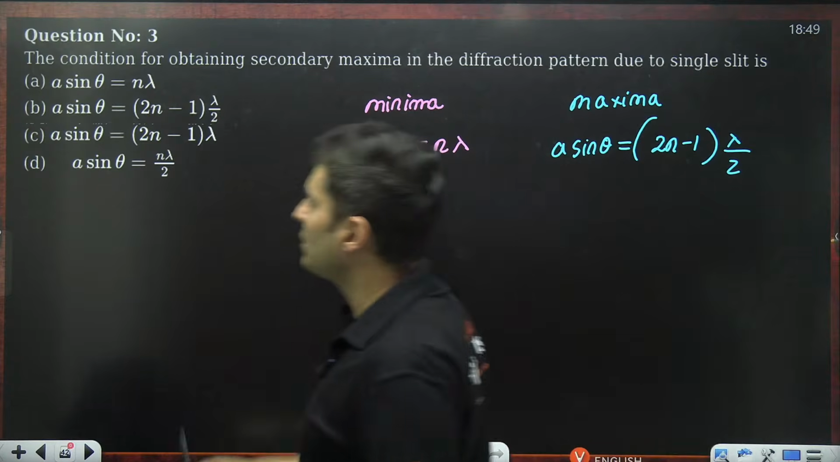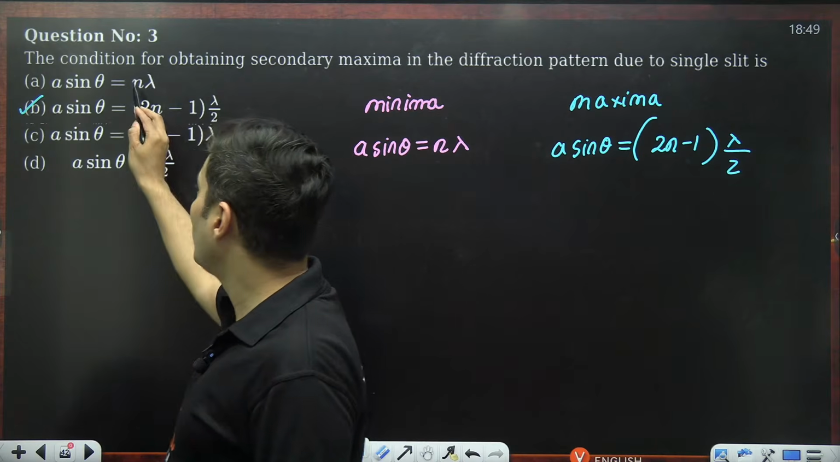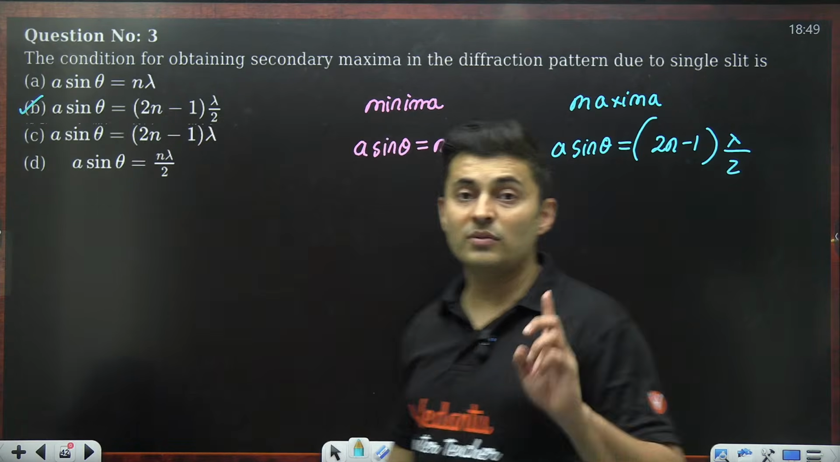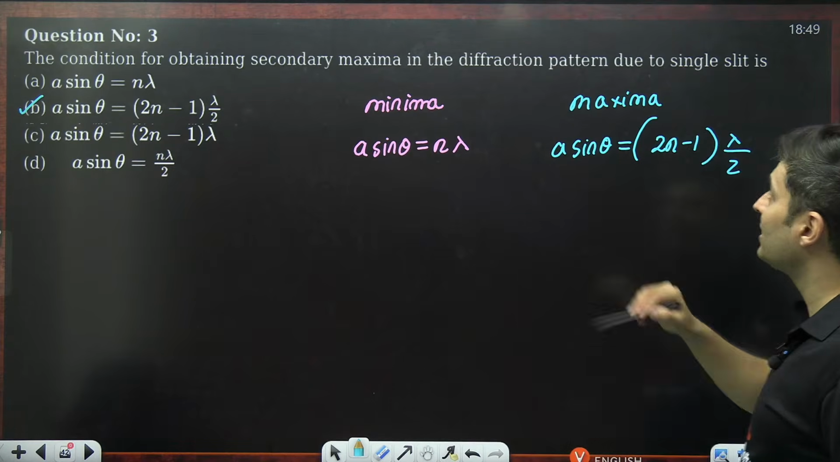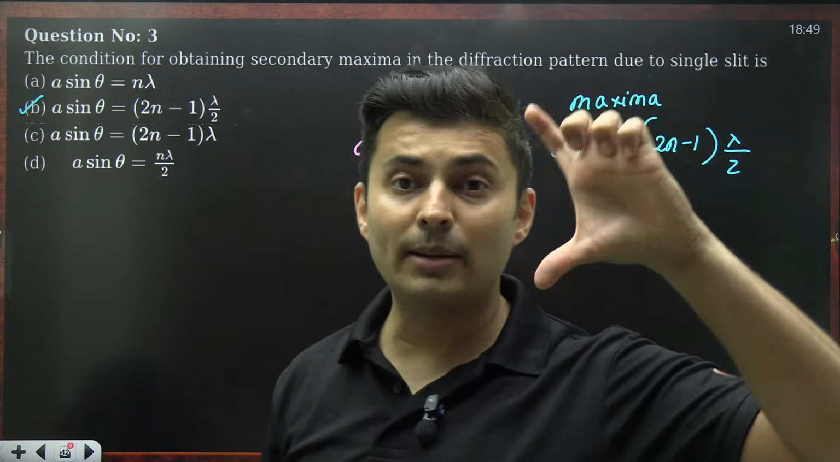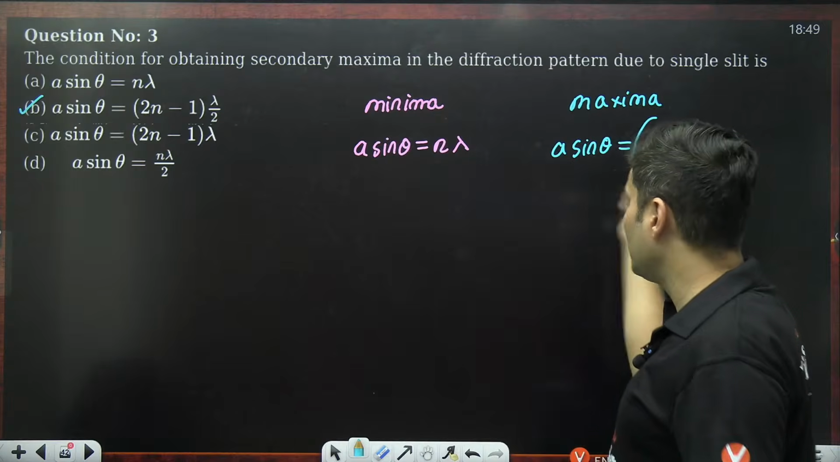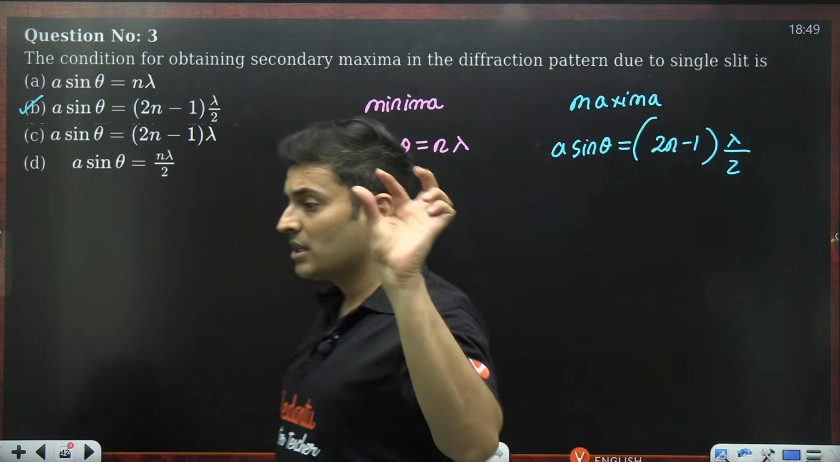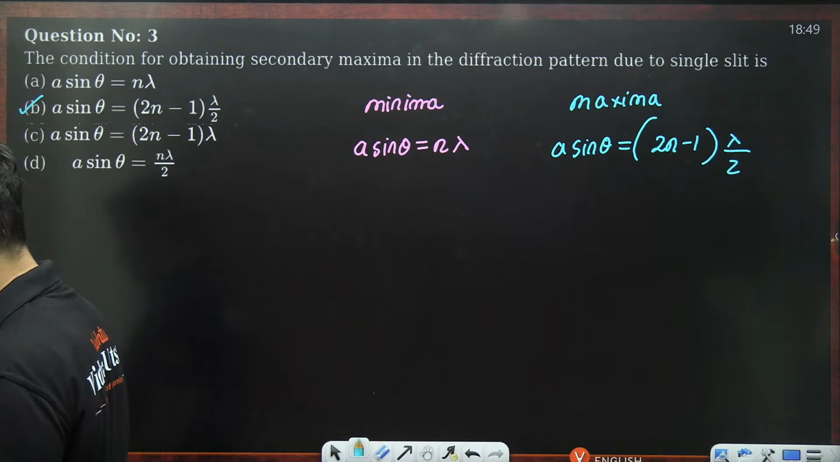So where do you see such a formula, guys? It is there as option number B. No, not this. This n lambda is for minima. Keep that in mind. For maxima, it is this. This is diffraction pattern, not YDSE, not double slit experiment, single slit experiment, diffraction pattern. The formulas are slightly different. This is the slit width, not the distance between the slits.